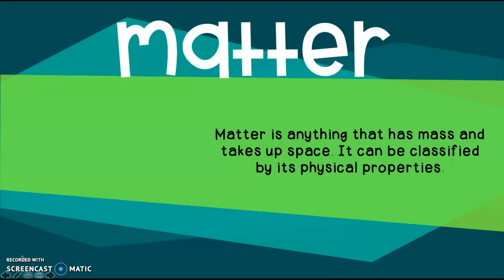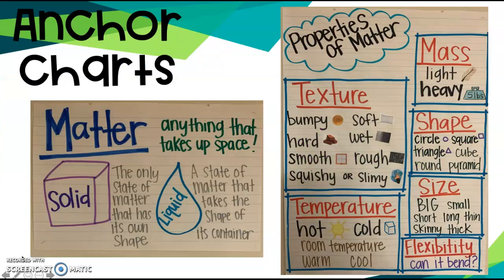Hey guys, in science this week, we're going to talk about matter. Matter is anything that has mass and takes up space. It can be classified by its physical properties. Here are some anchor charts that talk about matter and the properties of matter. There are different properties. Some of them are texture, temperature, mass, shape, size, flexibility. There's other types of properties as well.